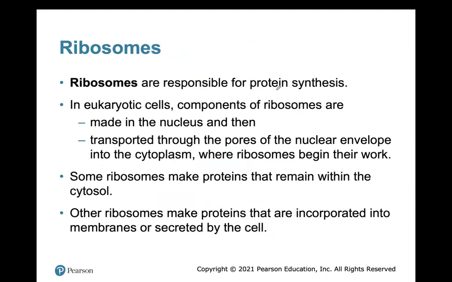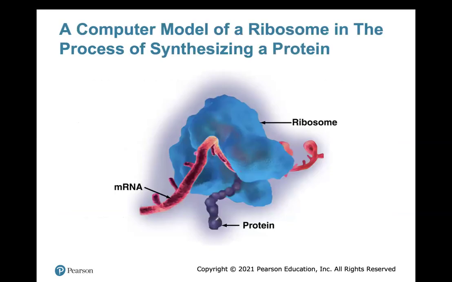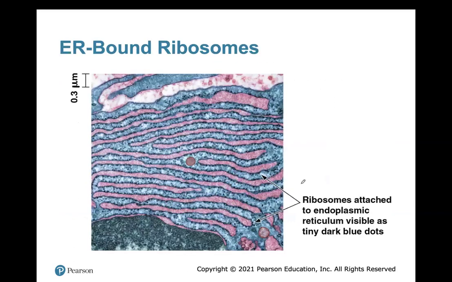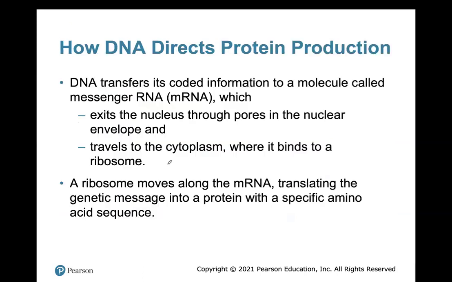Ribosomes are then responsible for protein synthesis. In eukaryotic cells, components of ribosomes are made in the nucleus and then transported out into the cytoplasm where they work. So there's a look at a ribosome and how it's going to create a protein coming out of it after reading an mRNA instruction structure. Here are our endoplasmic reticulum-bound ribosomes. Some ribosomes are attached to another organelle called the endoplasmic reticulum, and they are shown as those tiny dark blue dots.